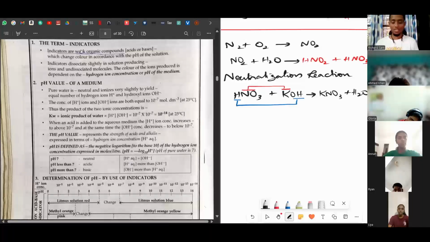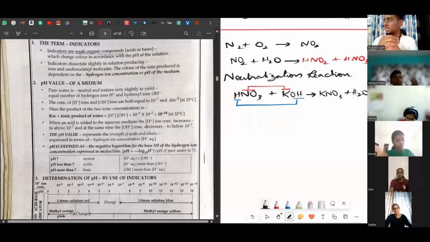Okay, the next topic, indicators. Okay, so what do you think an indicator is? Anyone, quickly. You're thinking about bike. Tell me, what is indicators here in chemistry? pH level.